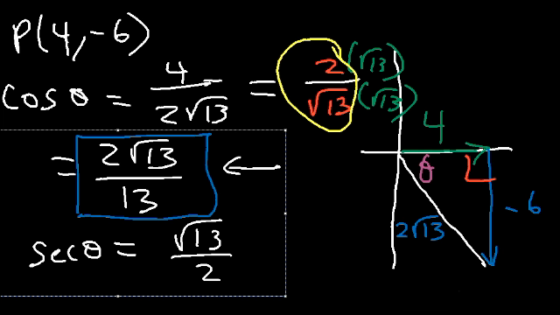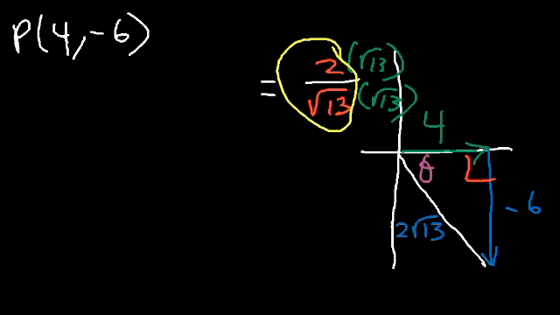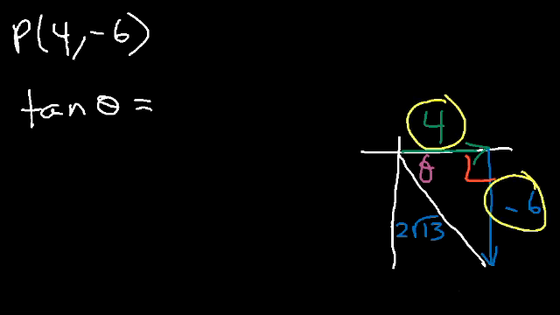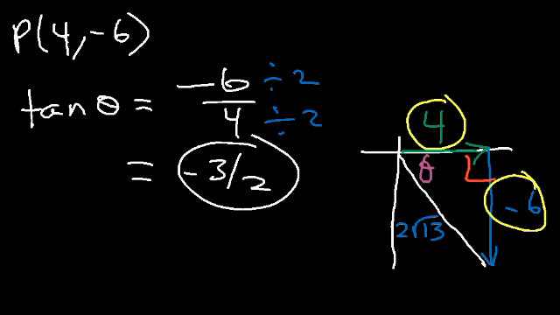Now the last one that we're going to go over is tangent theta. What is the value of tangent theta? Tangent theta is opposite over adjacent. So opposite is -6, adjacent is 4. So it's -6 over 4, which, because both numbers are even, we could divide the top and the bottom by 2 in order to reduce the fraction. So it's -3 over 2. That's tangent theta. So therefore, cotangent theta is the reciprocal of it. So cotangent theta is -2 over 3.